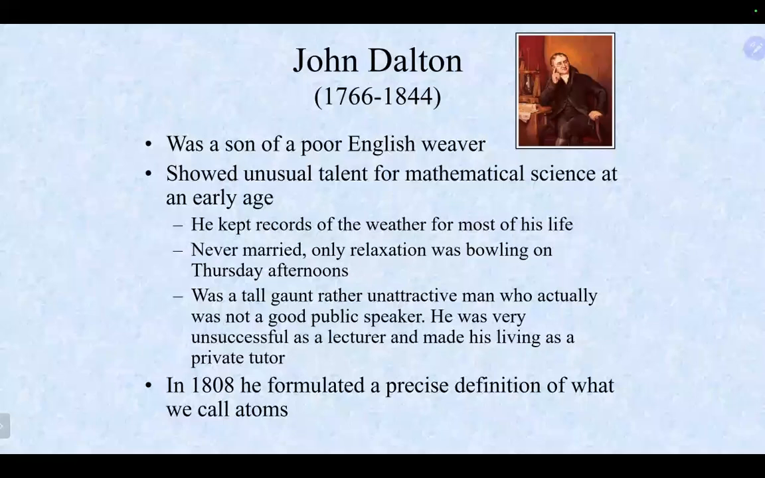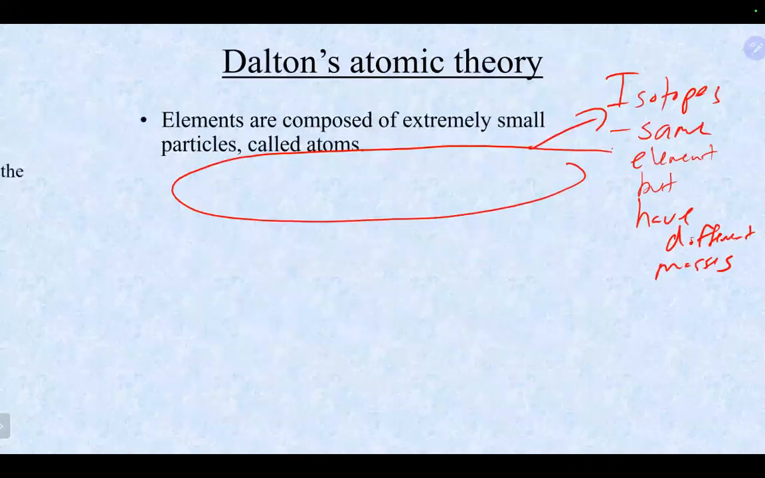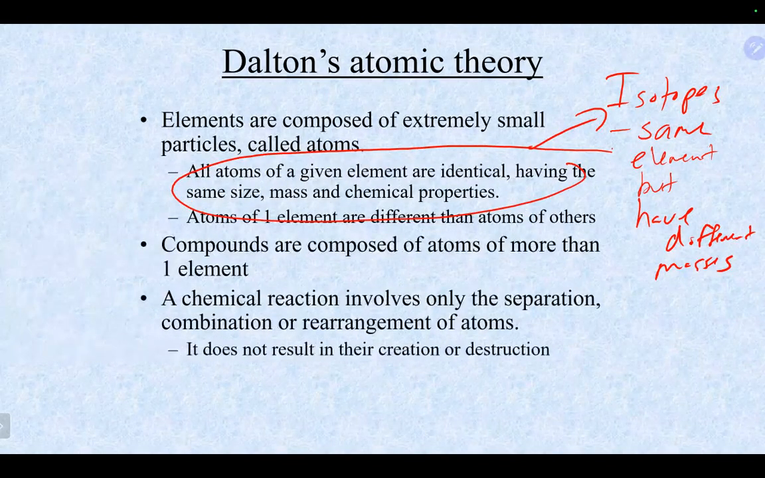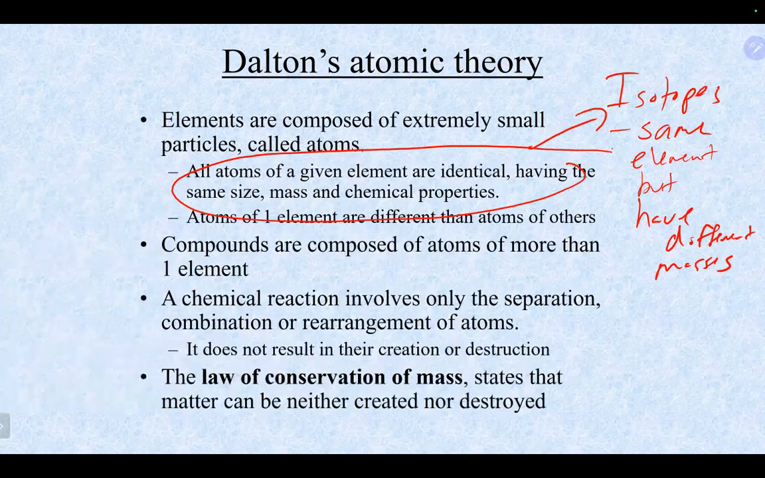He went bowling on Thursday, and when he had some other things to do besides bowling, he actually came up with a precise definition of what we call atoms, a theory. Remember that a theory is something that can be revised over the years. And it did happen with Dalton's atomic theory. Not all parts of it are still considered correct. So let's go over the different parts, which you should know.